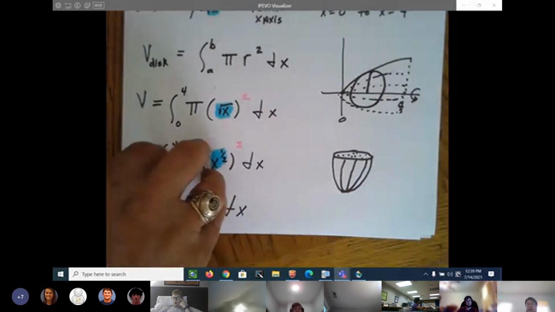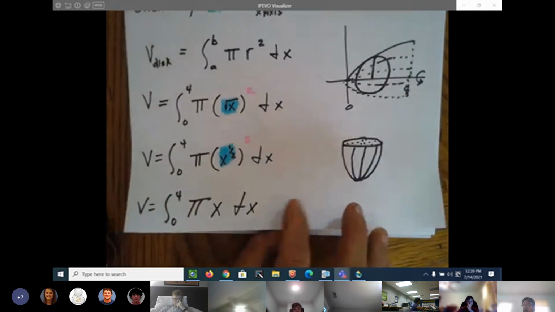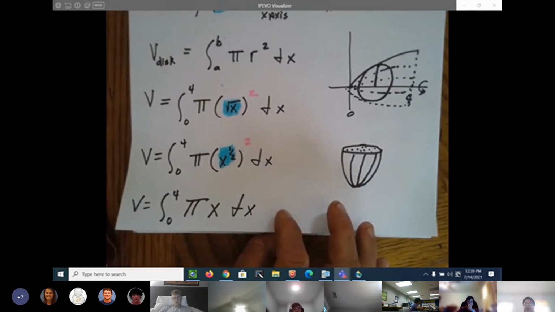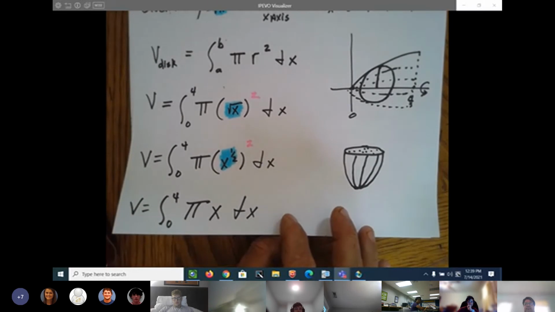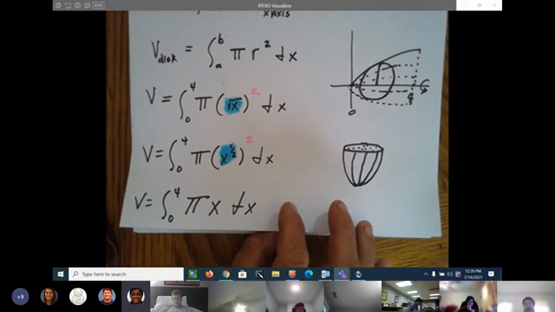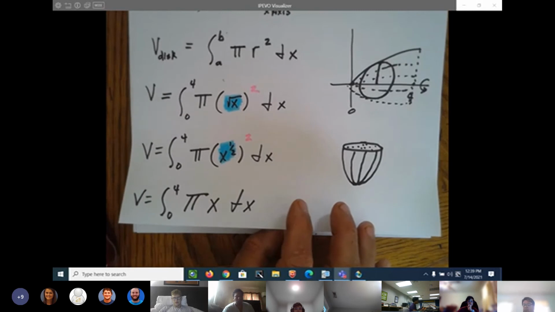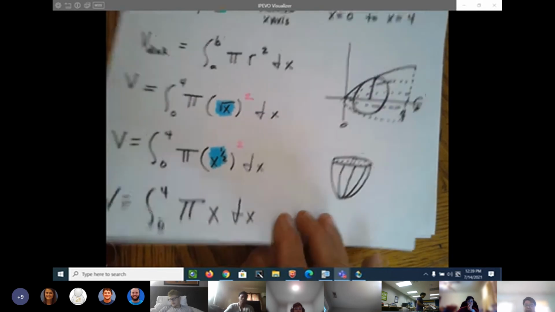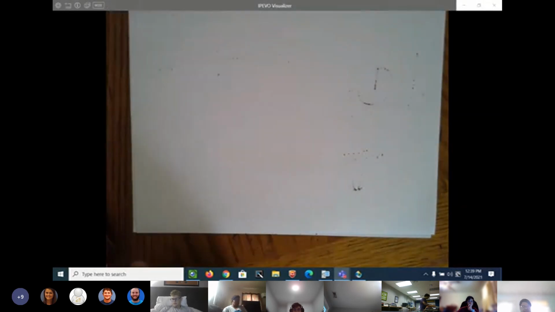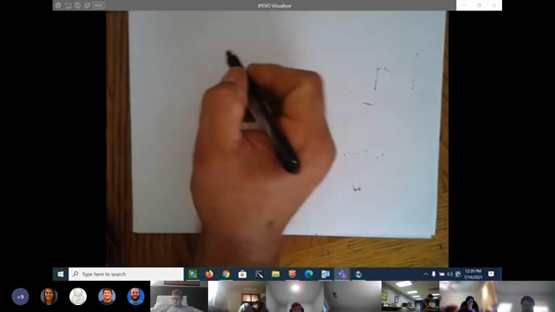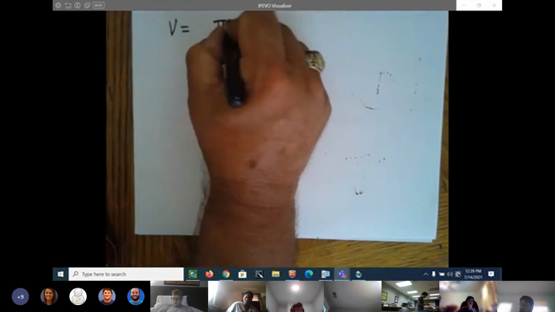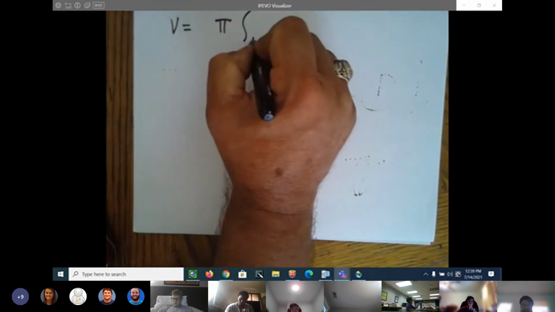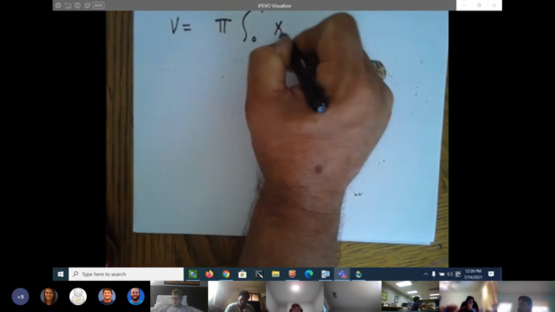You can't multiply it by 1 over pi, can you? No, but we can do something easier than multiply. What can we do with that pi? Divide. We can pull it outside the what? The integral. Pull it outside the antiderivative, yes. So I'm going to pull it out just to make things easier. So V is equal to pi times the antiderivative from 0 to 4 of x dx.